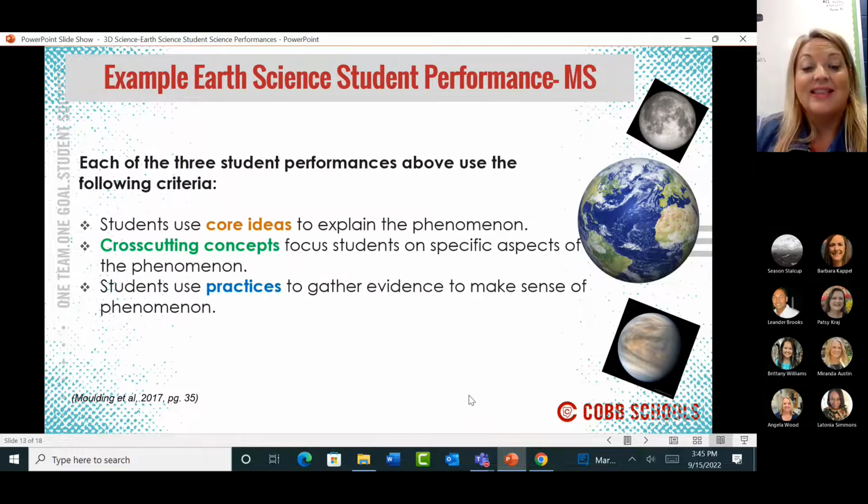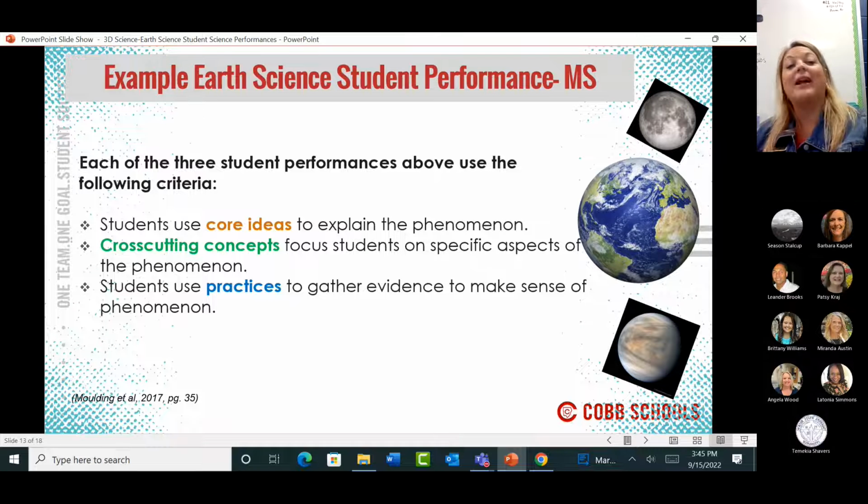All right, so looking at this, each of the 3 student performances above use core ideas to explain the phenomenon, cross-cutting concepts to focus students on specific aspects, and utilizes practices to gather evidence to make sense of the phenomenon.